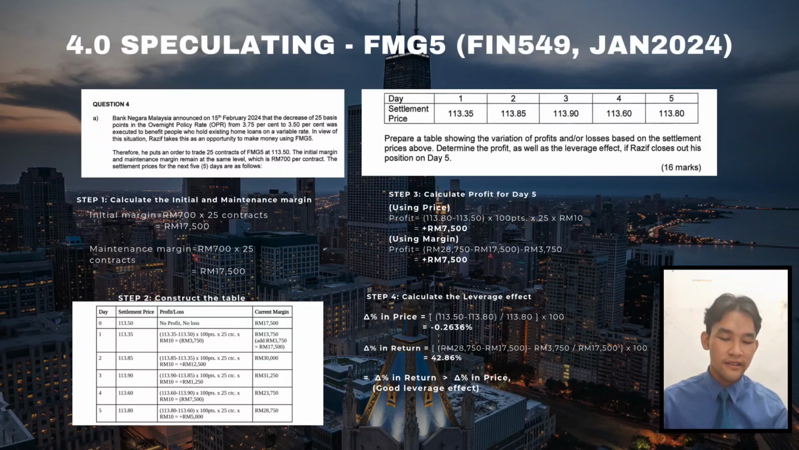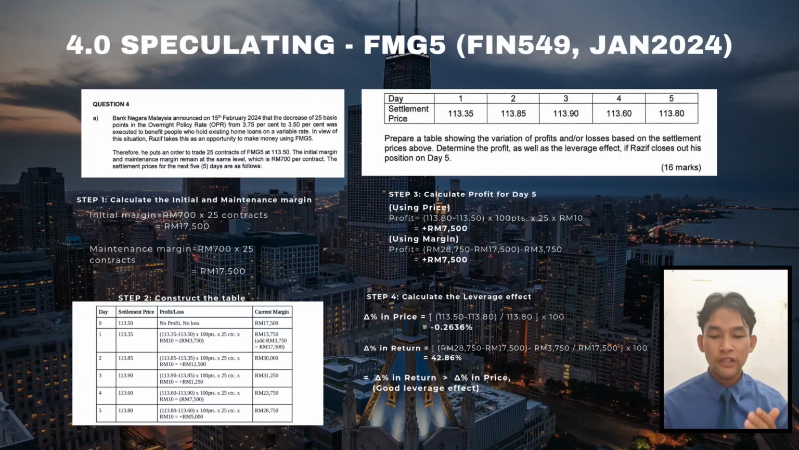And for the next day, the current margin is still above the initial margin, and everything goes well until day 5. So for the last day, which is day 5, the current margin is 28,750 ringgit. So we must calculate the profit that Razif gets when he closes the position on day 5. First, we calculate it using price, and second, we calculate it using margin.